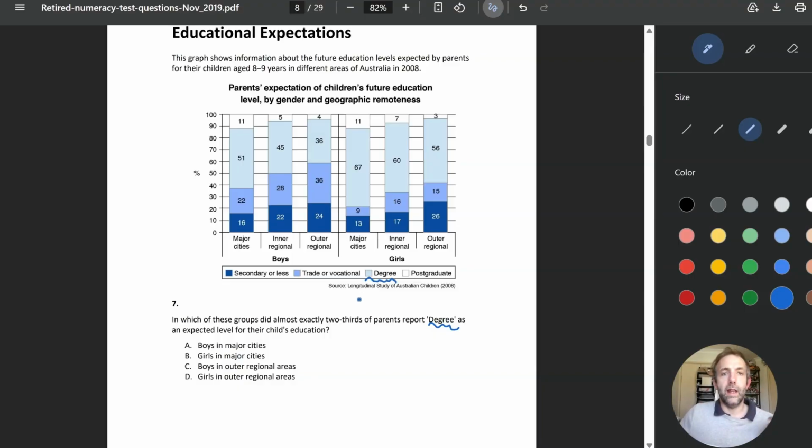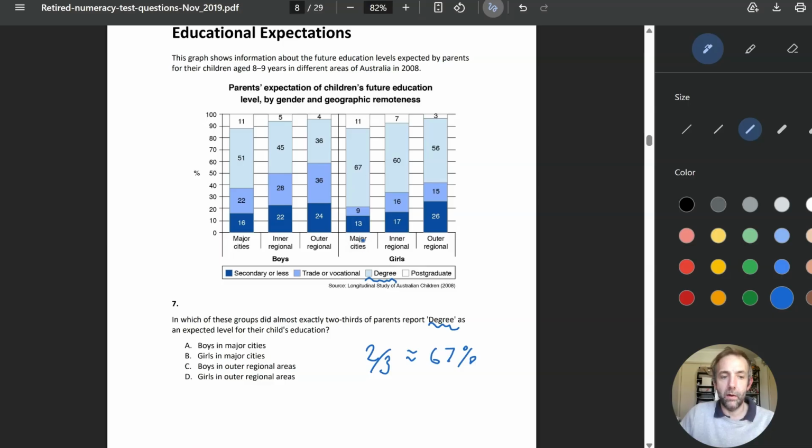So you could calculate each one, or you could just look at the proportion of the bar chart, because this is done as a percentage out of 100. So if we're trying to find 2/3 of parents, and this is as a percentage, 2/3 is approximately 67%. That'll drive people crazy nowadays. So we're looking for a section which is roughly that much. Here we've got 51%, so that doesn't work. 45%, 36%, and here we go, 67%.